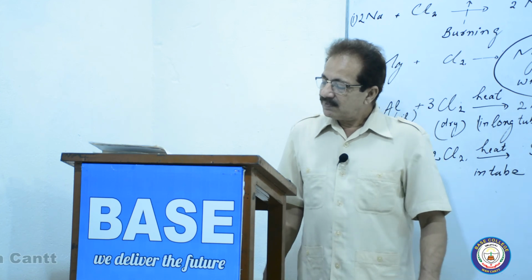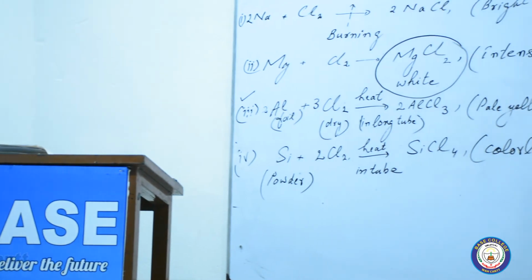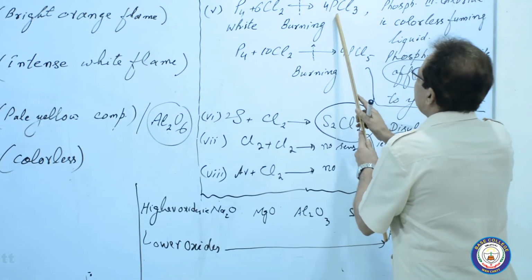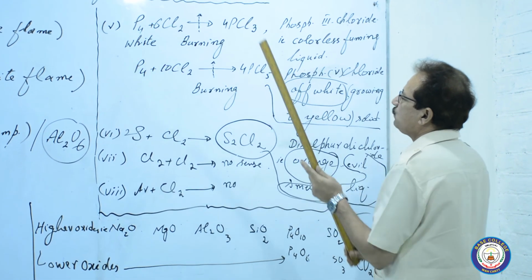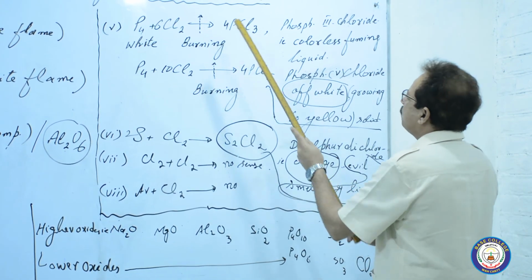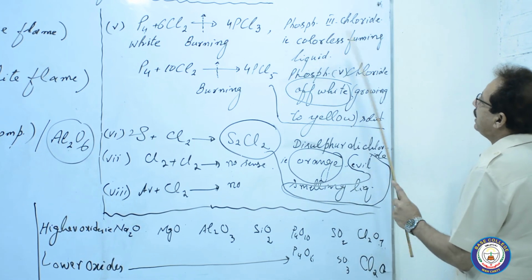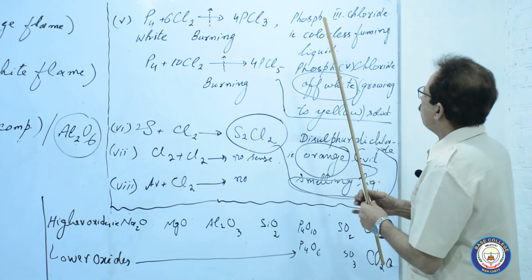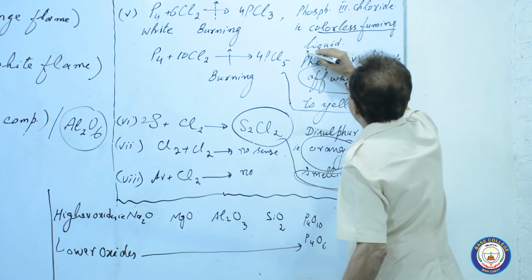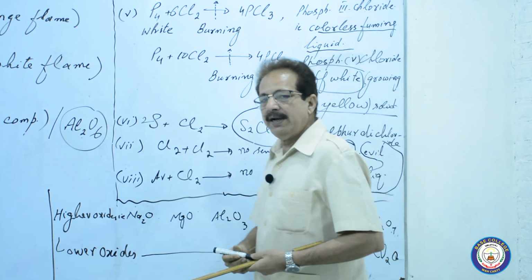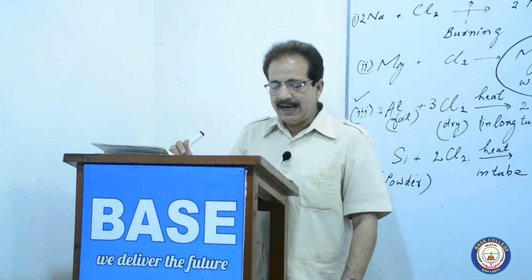Now next, PCl3. Here 3 MCQs. White phosphorus processes the burning, and phosphorus trichloride is a colorless fuming liquid. Here the more important MCQ is about the colorless fuming liquid. This one is the 4th MCQ, and you have to put these words in this quick quiz as the answer of question number 2.